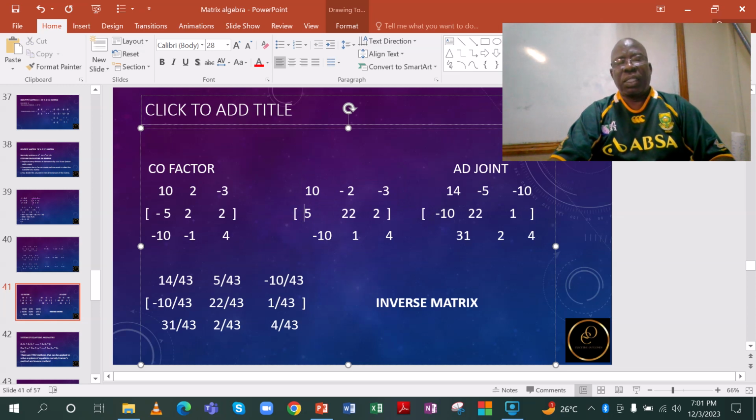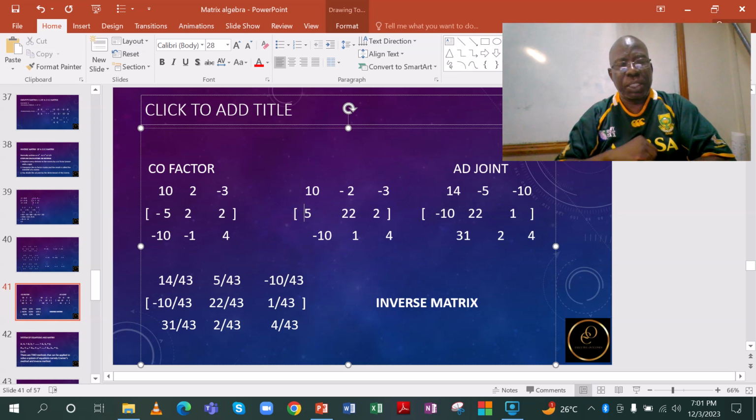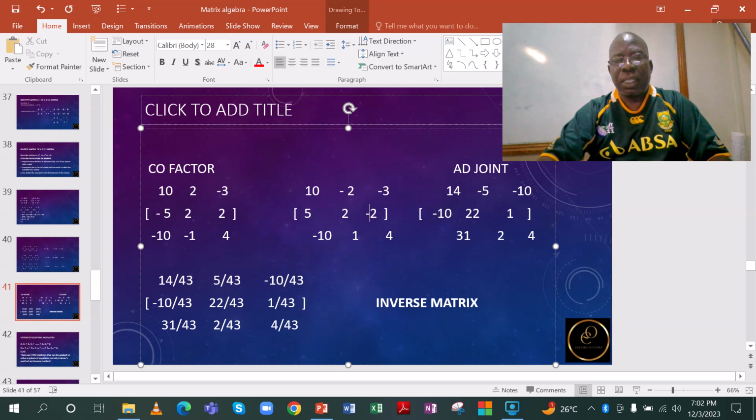Okay, row 2, column 1, so it becomes positive because there is already a negative here, so negative times negative becomes positive. Then this one is in row 2, column 2, so it maintains still positive. Then this one is in row 2, column 3. It's negative, so it takes a negative sign.